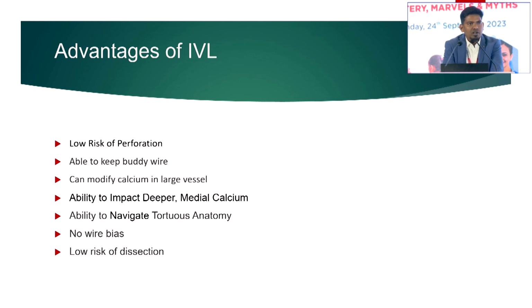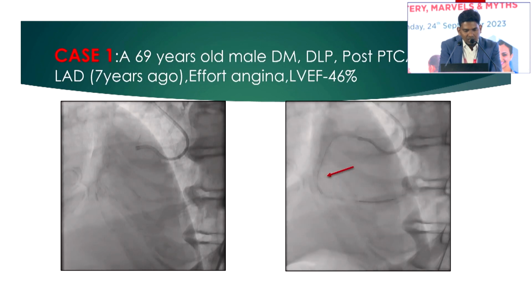But with a rotablator, it is very difficult to navigate tortuous anatomy, and there is wire bias in the rotablator. With wire bias, you will be modifying calcium on one side only, not in the entire vessel. But this IVL balloon acts circumferentially, and you can modify without wire bias, and there is a low risk of dissection.